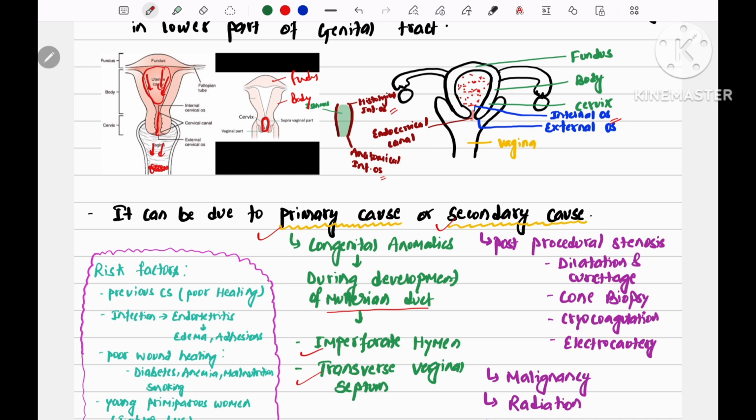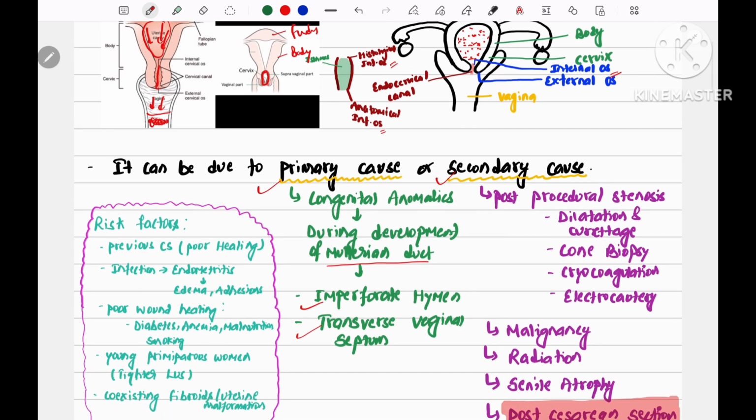Similarly, if there is any transverse vaginal septum, then it can also lead to obstruction to the outflow of blood from the uterus. So the primary cause is clear.